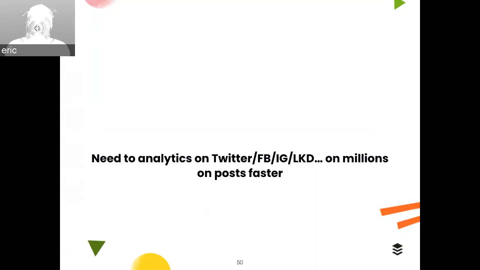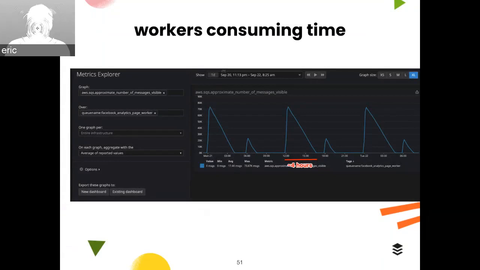Some customers were complaining about it. This is a graph of one of the consumers that are processing this queue. And we can see it takes up to 4 hours to process all the messages. 4 hours, okay, slow is fast. Anyway, that was the metric.